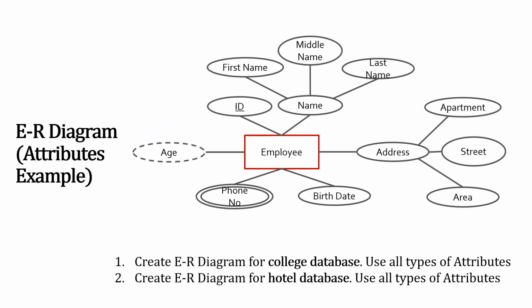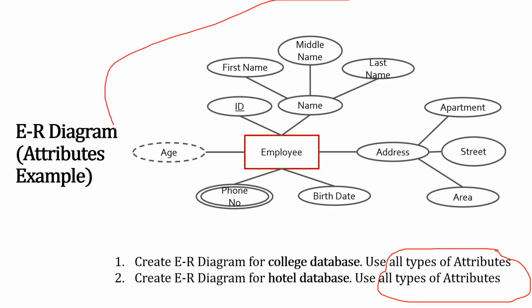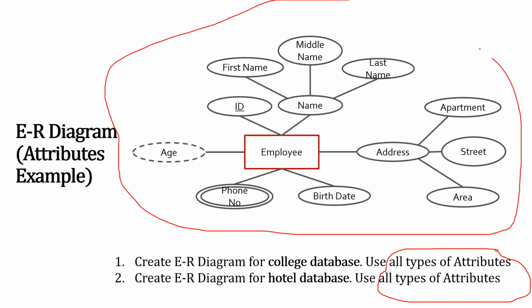And now you need to do this particular task. Create an ER diagram for the college database and hotel database, and you need to remember this thing. You need to use all types of attributes in both of them. So now start drawing this, and I'll ask anyone to share the screen and show the diagram. Start creating the ER diagram in your book somewhere, and I will ask anyone to show whatever he or she has drawn. So go for it.